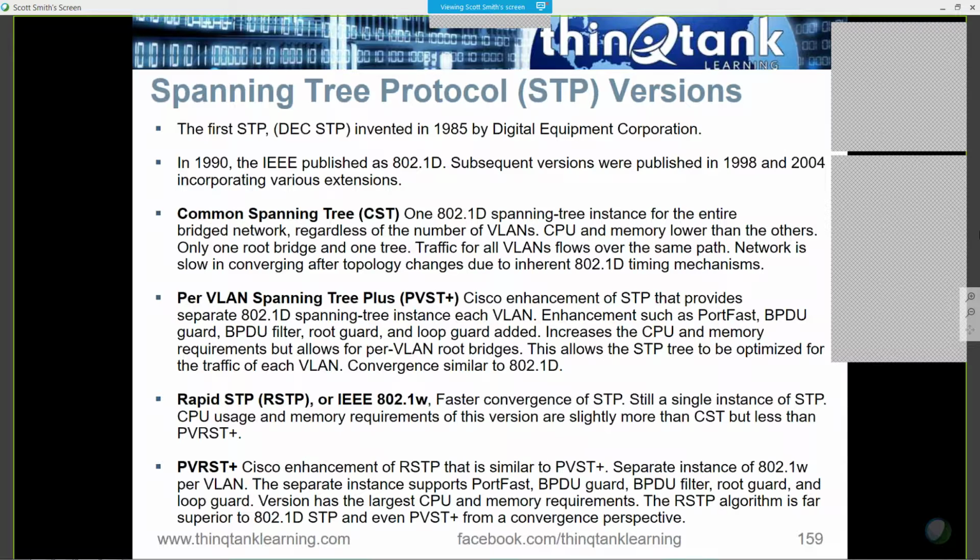These are details of what we just saw on the table. I'm not going to go through all these. I put this in here just to give you guys an idea of how spanning tree progressed.